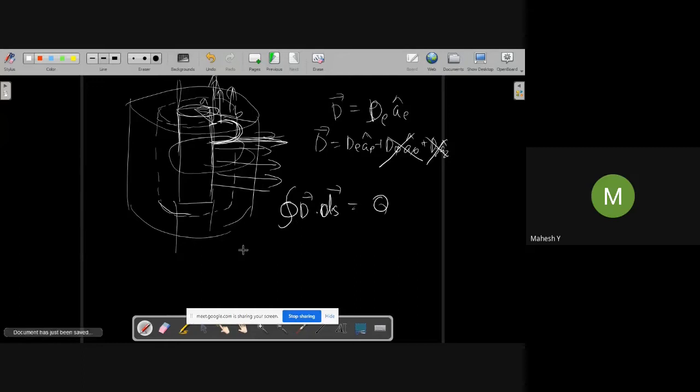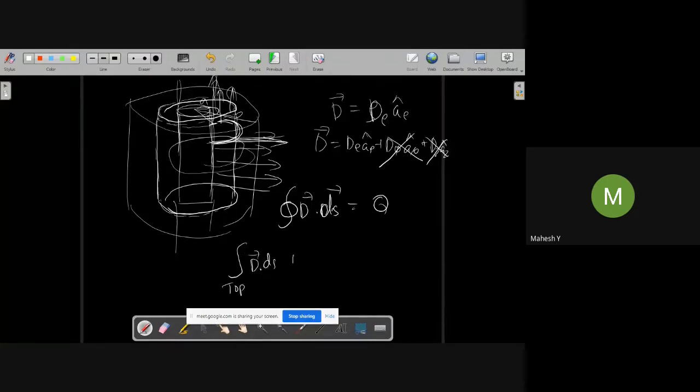Now we will do the closed integral. Closed integral means what? I have to integrate over three surfaces. One is the top surface, another is the bottom surface, and the third is the curved surface. So the integral will be top D dot dS plus bottom D dot dS plus curved D dot dS is equal to Q.